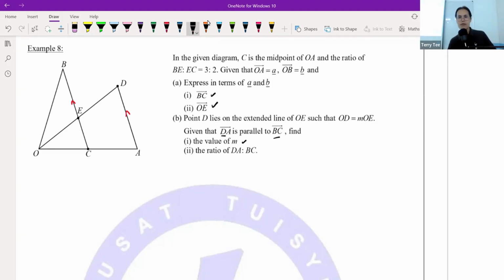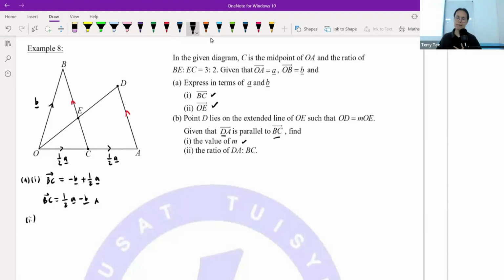Let me label your OA first. Your OA is a, and C is a midpoint. So automatically, this should be half a. This is also half a. OB is vector b, and we are finding vector BC. So to go from B to C, I go minus b plus half a. So your BC, we can write as half a minus b. Now, like I said, if you don't arrange it, it's fine. I just thought it's better we put a positive in front, negative at the back.